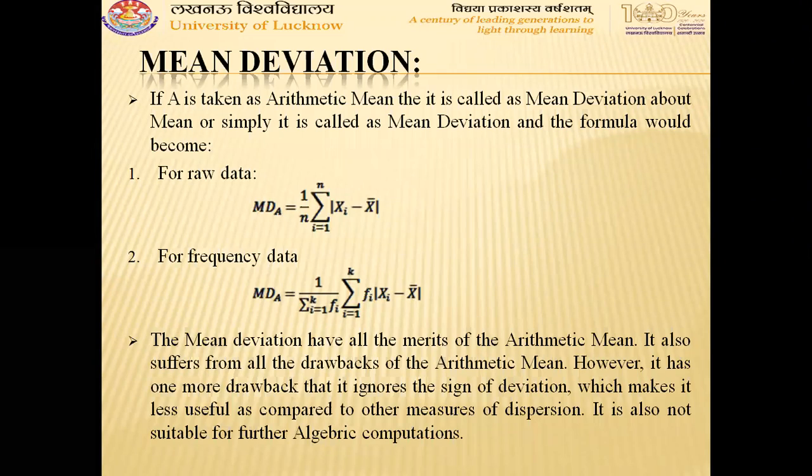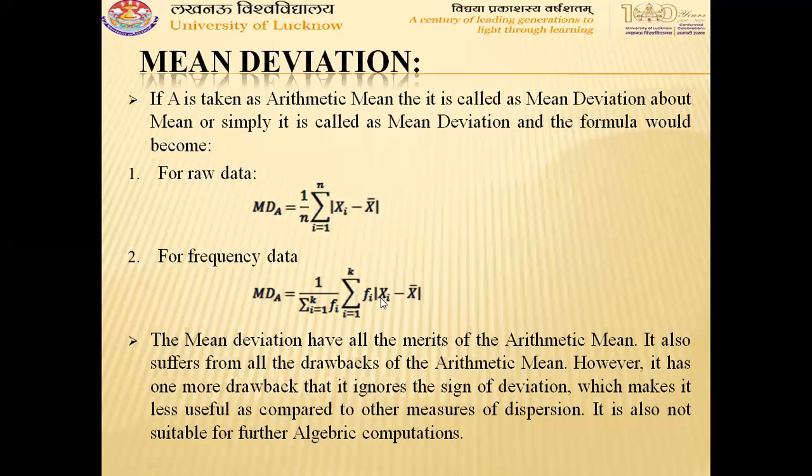The formula would become mean deviation equals 1 upon n summation i goes 1 to n mod of xi minus x bar for raw data, and 1 upon capital N summation i goes 1 to k fi mod of xi minus x bar for frequency data, where 1 upon summation fi is 1 upon total frequency, or you can say 1 upon capital N.